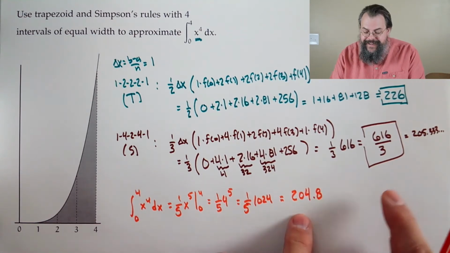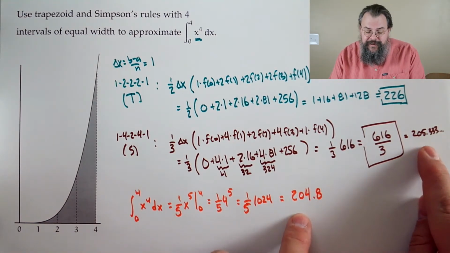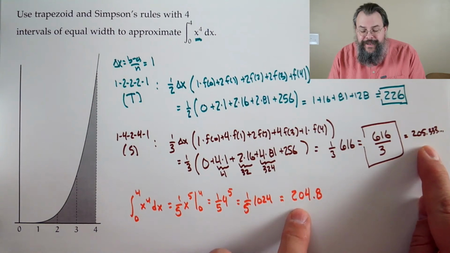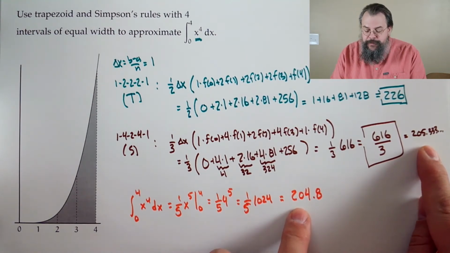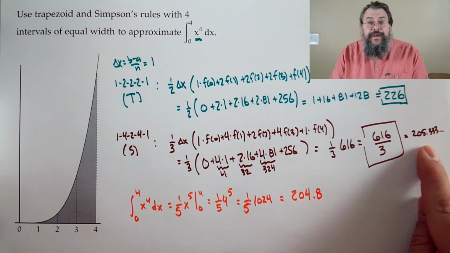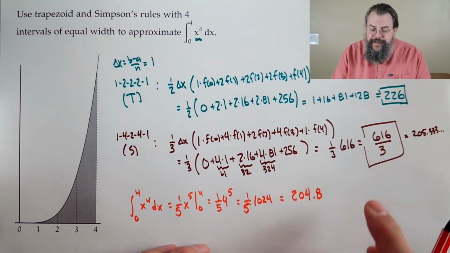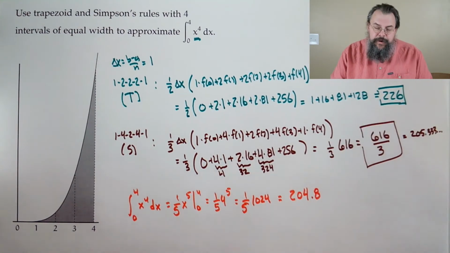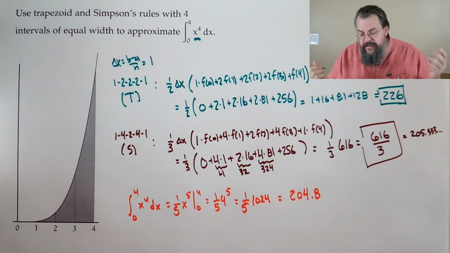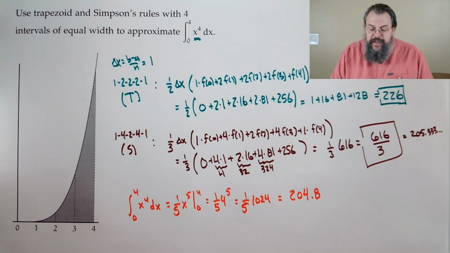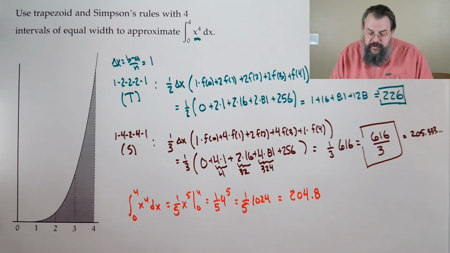Now look, the Simpson's was really close. We were within 0.533, almost only a half off. And trapezoid, well, we were off 10%, but that's the thing. With trapezoid, you kind of anticipate that you're going to be off. So you've got to be careful there.